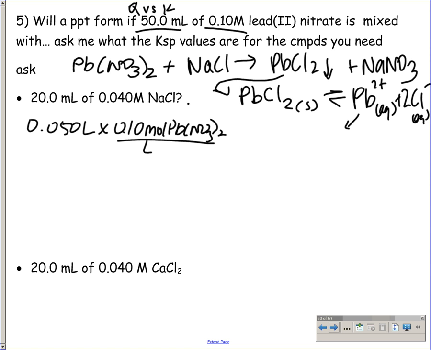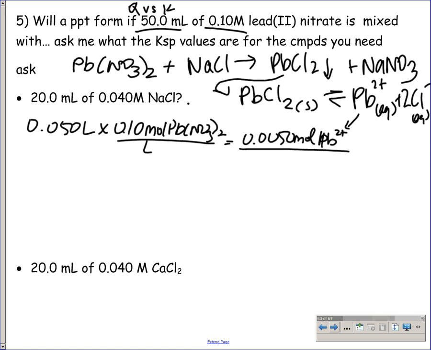Moles. If I take M times V, this right here is 0.0050 moles of Pb2+. I write lead(II) nitrate to show you where I'm getting this information from, but I'm not really concerned about lead(II) nitrate anymore. I only want the ion of interest. And I can do this because how many leads are in here? 1. So for every lead(II) nitrate dissolved, it's also going to form 1 Pb2+.